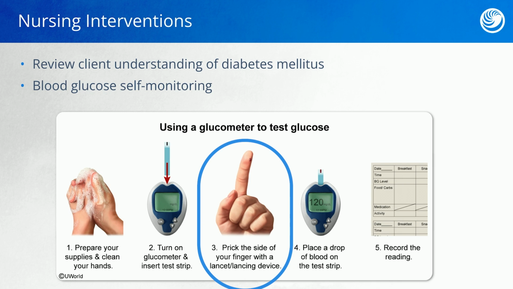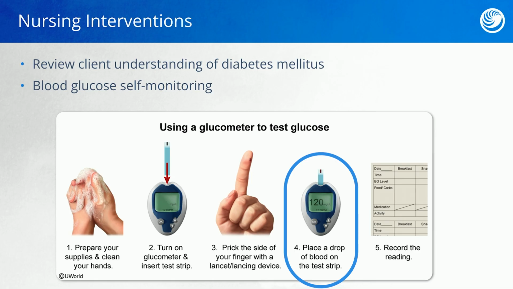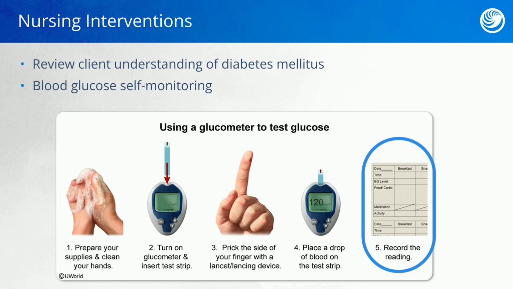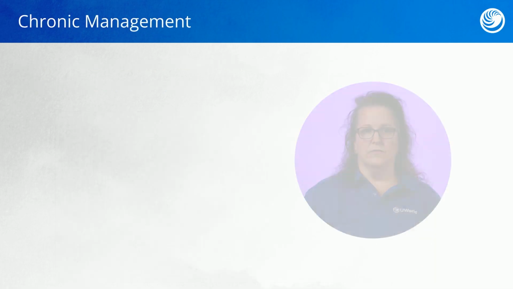We suggest using the side because it's a little bit less painful for the client. Then they'll place a droplet of blood on the test strip. The glucometer will work and give you a reading, and then the client can record those readings.